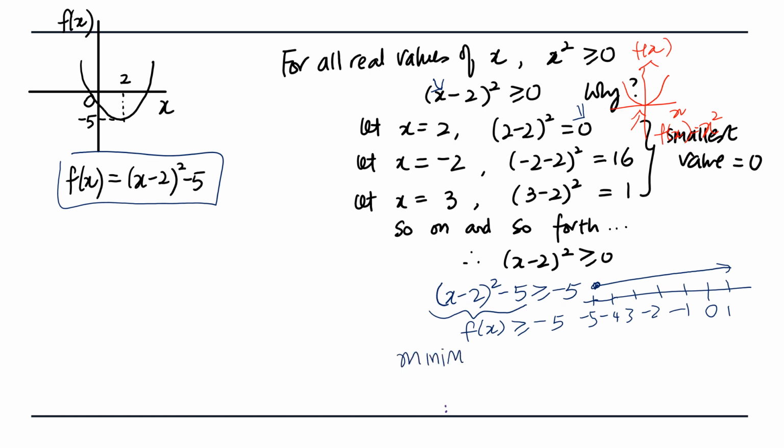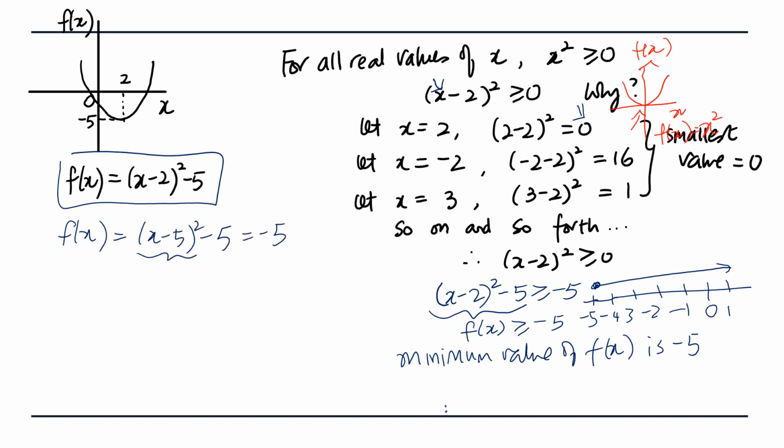So the minimum value of f(x) is negative 5. So if you want the minimum value of f(x) to be negative 5, then what will be the corresponding value of x? So let's go back to your f(x). If you want this to be equal to negative 5, it means this part must be 0, right? Because 0 minus 5 gives you negative 5, right? So if (x minus 5) squared is equal to 0, let's try to solve it.